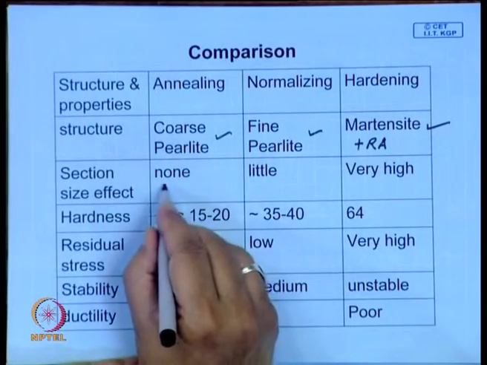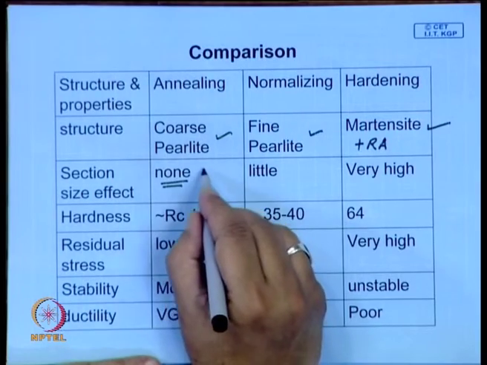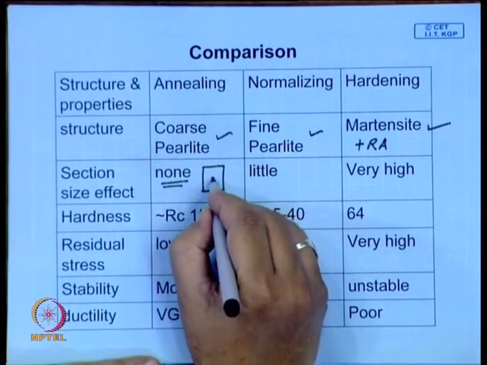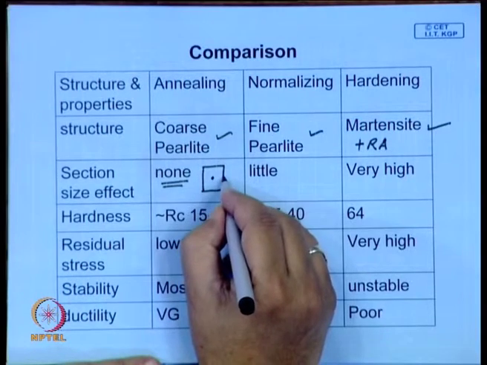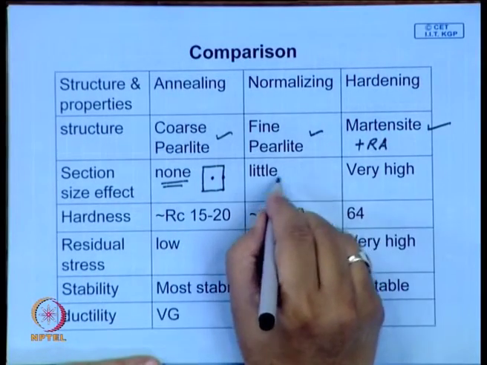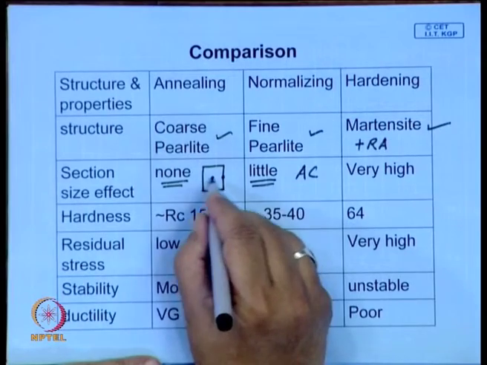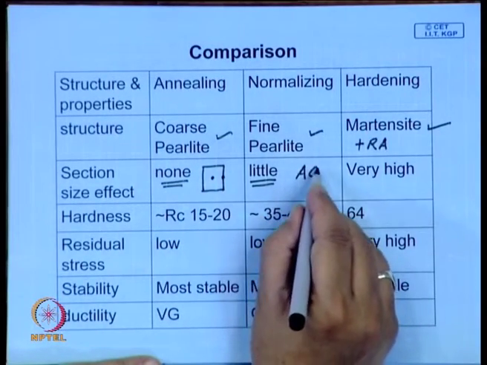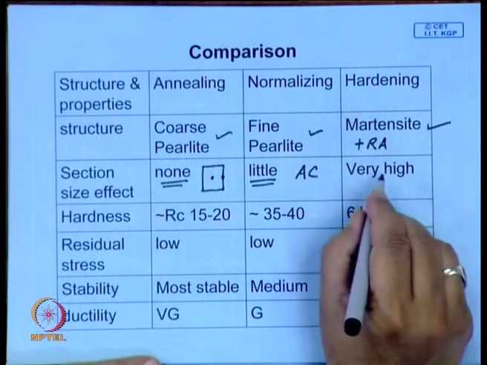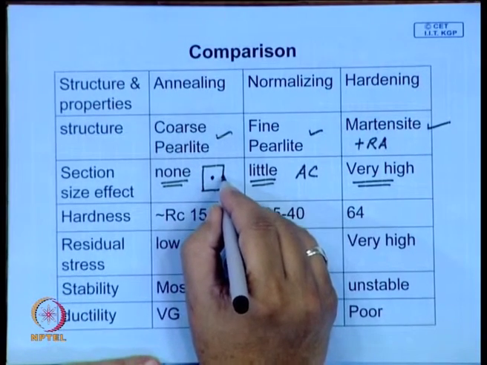Now, the section size effect. Since you are cooling at a very slow rate in annealing, and a job will always have a dimension, the temperature difference between the center and the surface will be very little. So, here we do not expect much of a section size effect. In normalizing, it is air cooled, relatively fast, so there may be a little more difference in cooling. Depending on the job size, you may see some little section size effect, but in the case of hardening, where you are quenching, there will be a large difference in temperature between the surface and the center.